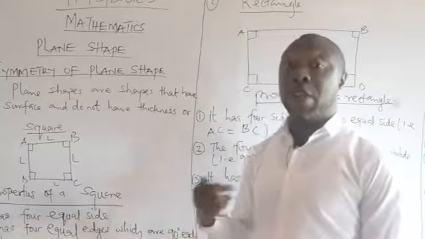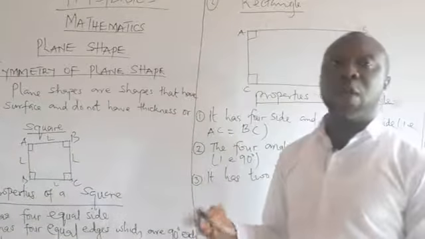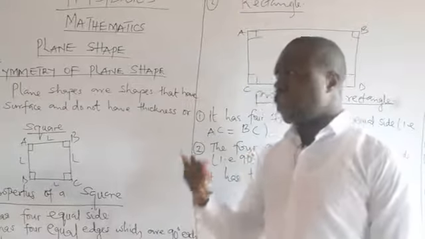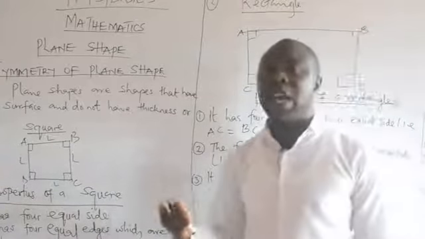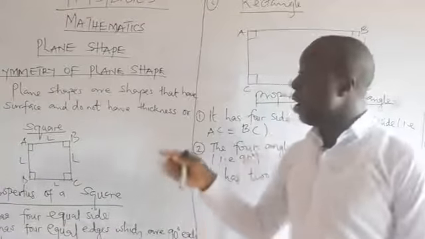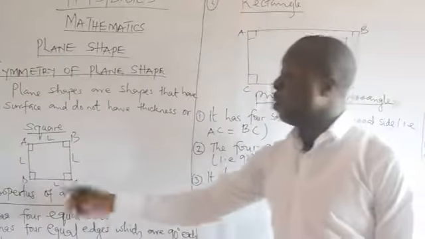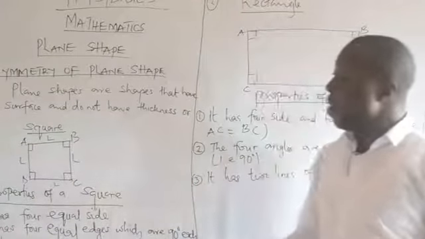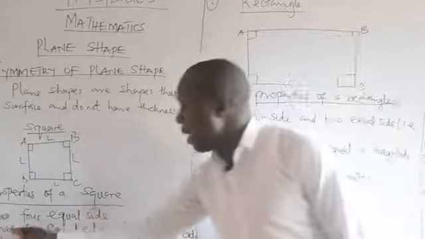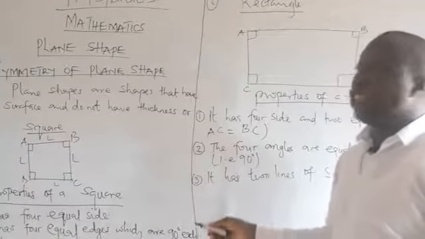So this morning we'll be considering some of the characteristics or properties of a square. How can you identify a square? Or how can you recognize a square if you see that particular shape? Under the properties of a square, one, it has four equal sides. Two, it has four equal edges which are 90 degrees each.